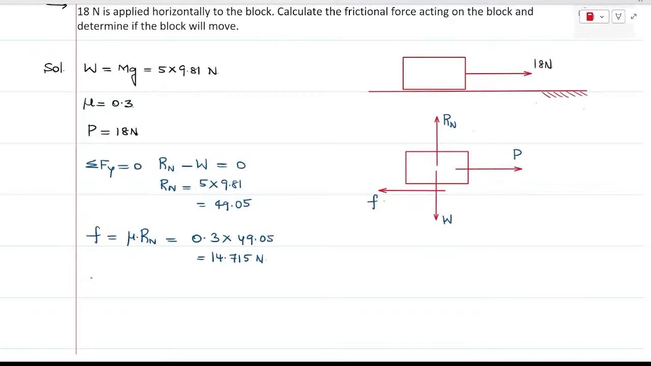So the friction force is lesser than the applied force. So P is greater than F. So the block will be set into motion. And if this coefficient of friction 0.3 was static friction, then this will be replaced with kinetic friction when the block is set into motion. So as per the calculations, we are finding that P is greater than F, which means the block will be acquiring acceleration.